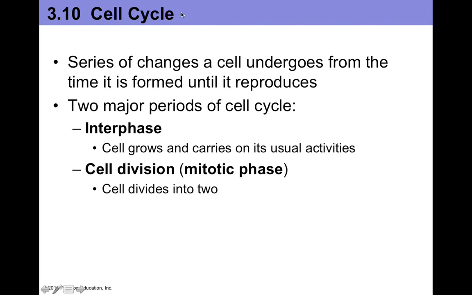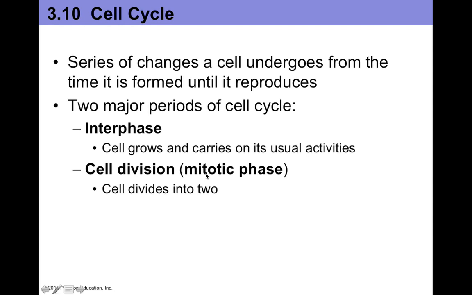In this video, we're going to talk about the cell cycle. Now, the cell cycle just refers to a series of changes that a cell can undergo from the time that it's formed until it reproduces. And we can describe the cell cycle as being divided into two subphases, interphase and cell division, or M phase, or mitotic phase. Interphase is actually a period of time that the cell would typically spend the most time within, and it's basically where the cell grows and carries on its usual activities.